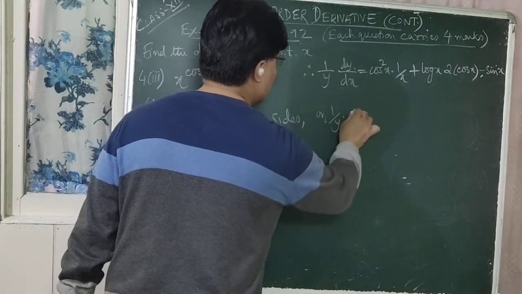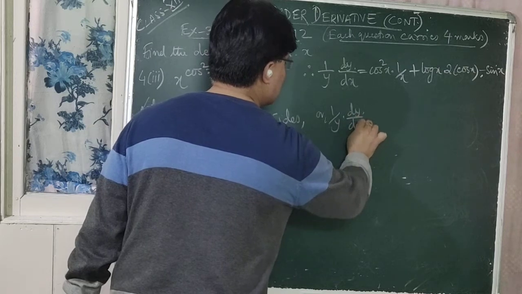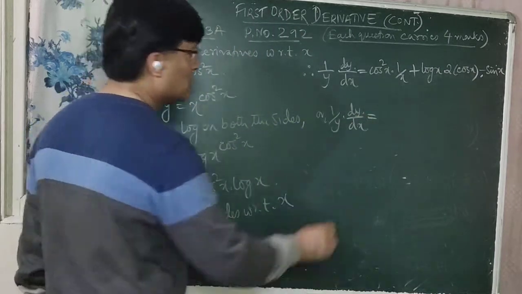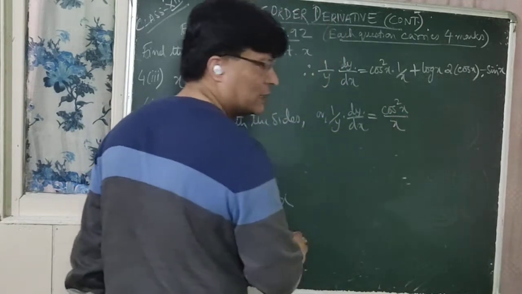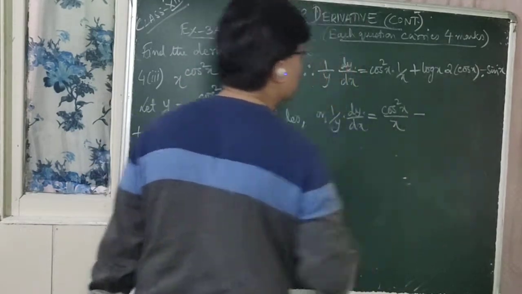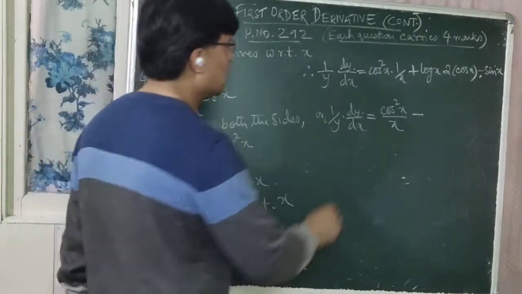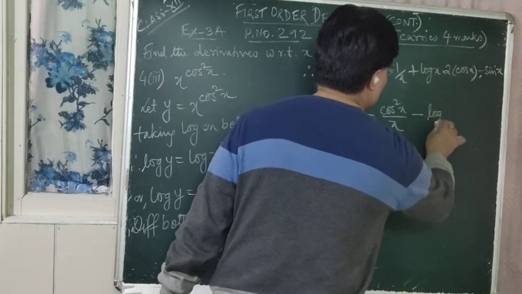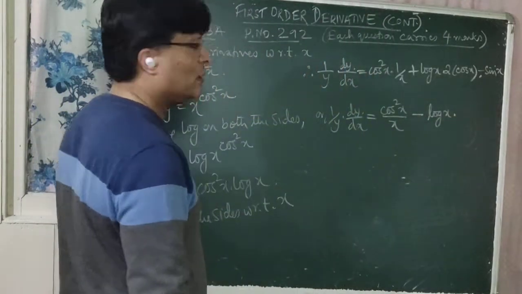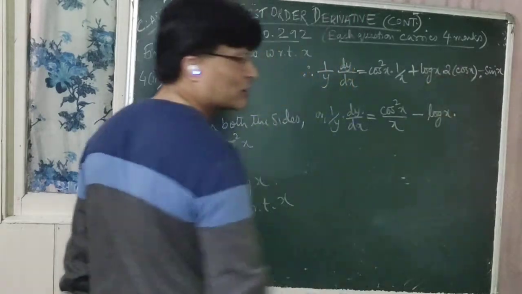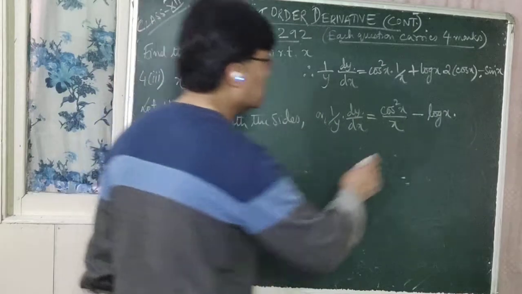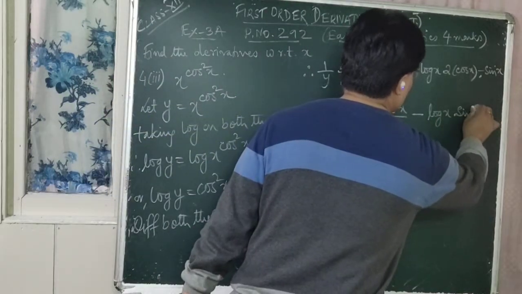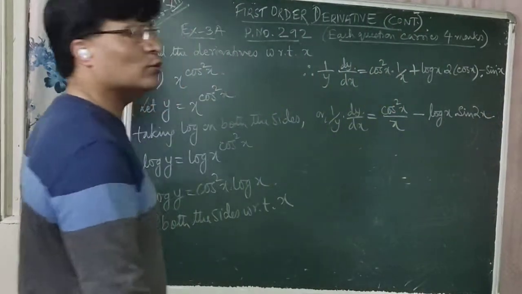1 upon y into dy by dx is equal to what? It is cos square x upon x, right? Minus, you should write minus there. Then write down log x. So it is log x into, again, what is that? 2 sin x cos x. From multiple angles, 2 sin x cos x is sin 2x. So this is your sin 2x.